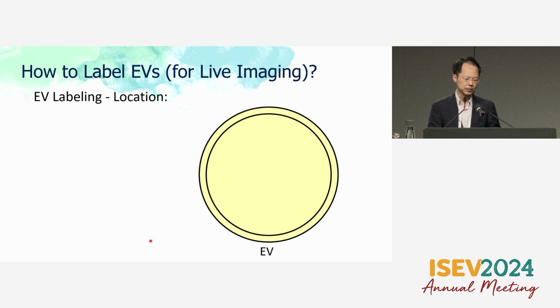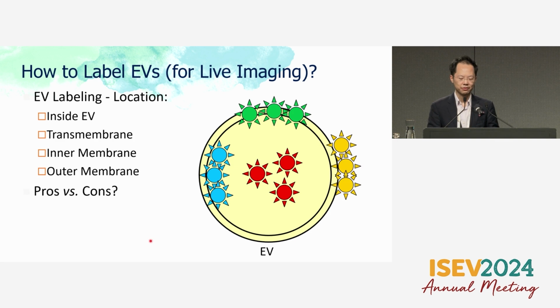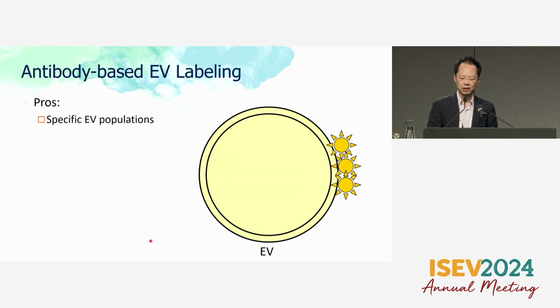Now, if you want to see them live, I categorize them based on the labeling location. You can label the vesicles within, or on the transmembrane, the inner membrane, or the outer membrane. Those are all feasible, but you have to think about the pros and cons. If you label inside, would it affect the cargo content? If you label on the outside, would it yield steric hindrance? Would it prevent binding between proteins and other stuff? Because we now know that there's a corona, and there's also glycocalyx and all the stuff on the outside. So if you label on the outside, would it affect the membrane dynamics? And also, just like what David was mentioning, would it affect organotropism? Those are things that you need to really think about and how they relate to your labeling strategy.